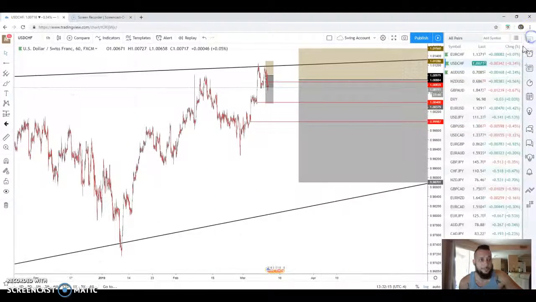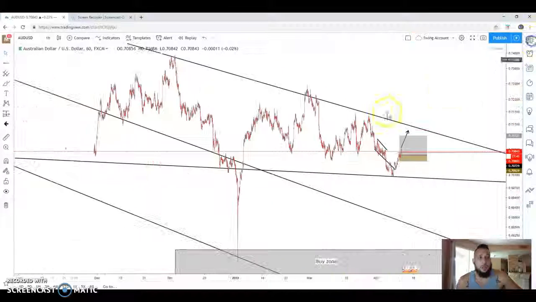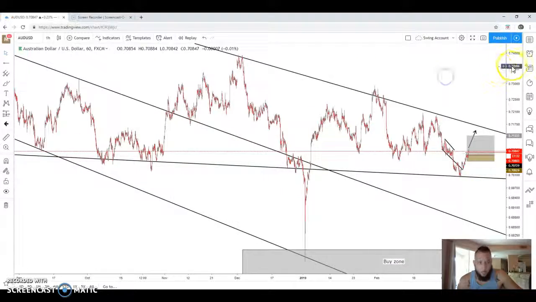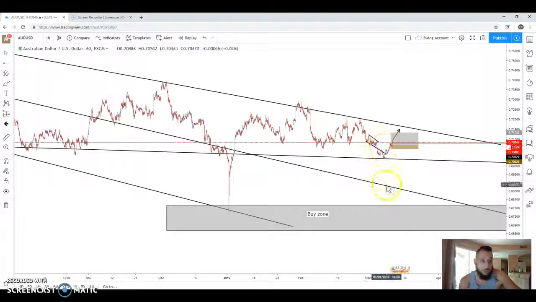Next pair, AUD US dollar. Originally, I got in the trade because we are bouncing off of this good support. 1, 2, 3, 4, 5, 6, 7, 8, 9. Kind of breaking the rules a little bit for price action because I should only be selling this area, or I should be waiting till I get down into my big buy zone.